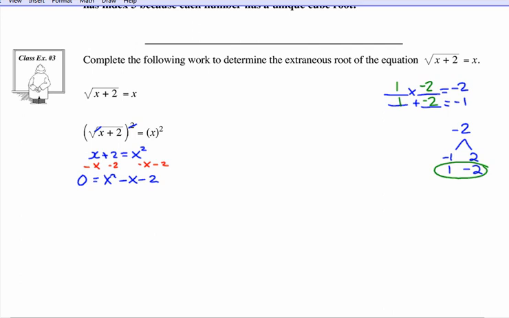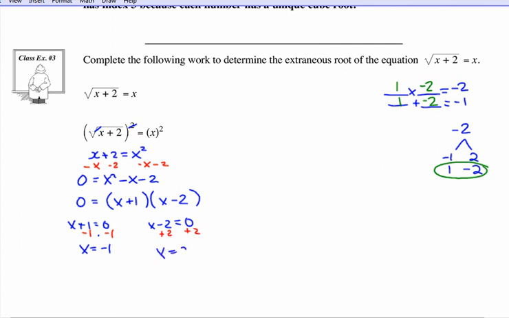So now, because it's a simple trinomial, we can go straight to factored form. So x plus 1, x minus 2. Now we know this product equals 0. That means either x plus 1 equals 0 or x minus 2 equals 0. So solving for x here, if we subtract 1 to the other side, I have x equals -1, or adding 2 to both sides, x equals 2.